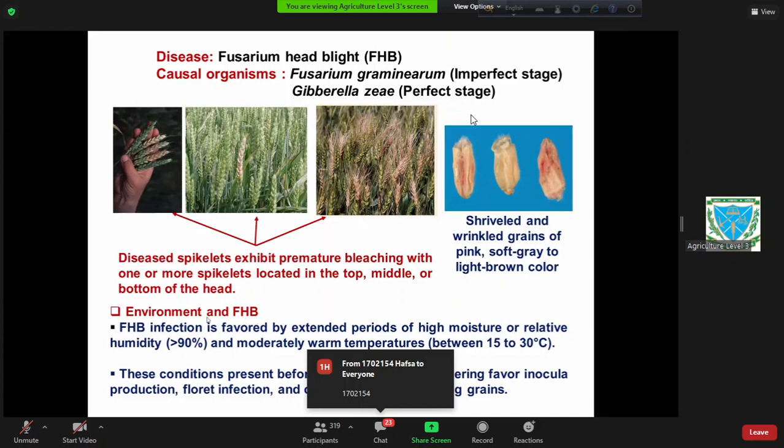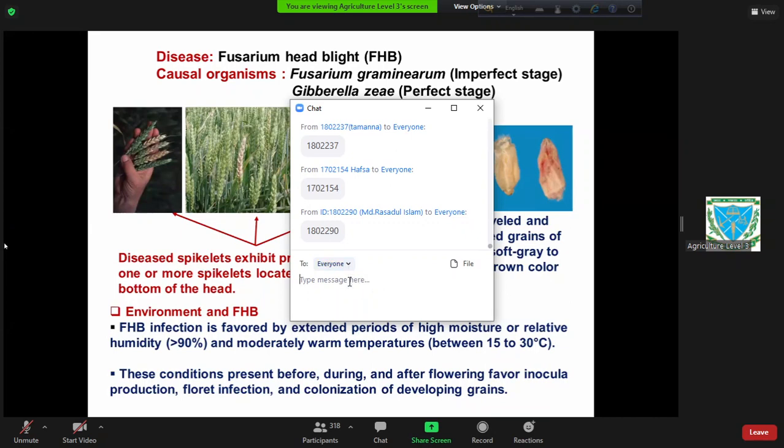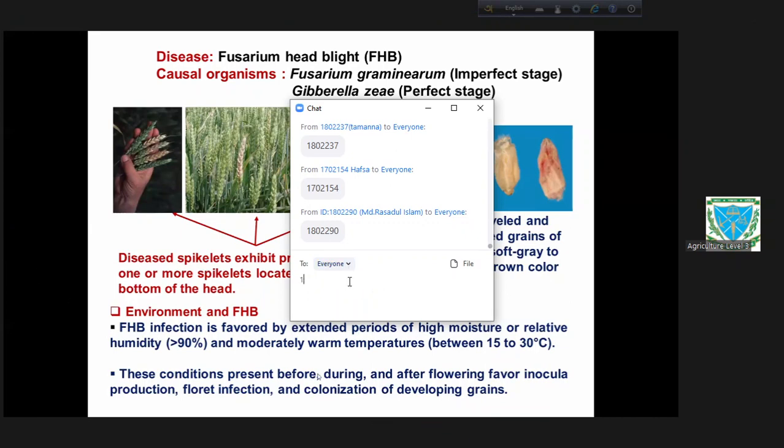So what are the environmental conditions? You see, high relative humidity, more than 90%, means continuous rain and then hot sunny day, and hence increase the relative humidity. And warm temperature, usually 30 degrees centigrade, especially in the month, the current season. You know the February or early March. This condition present before, during, after flowering.